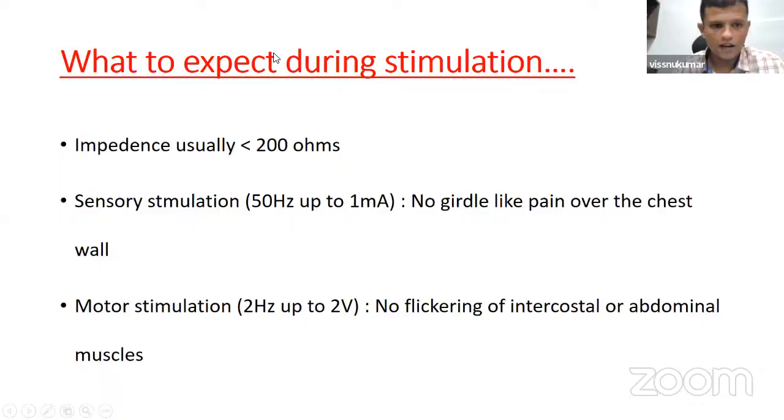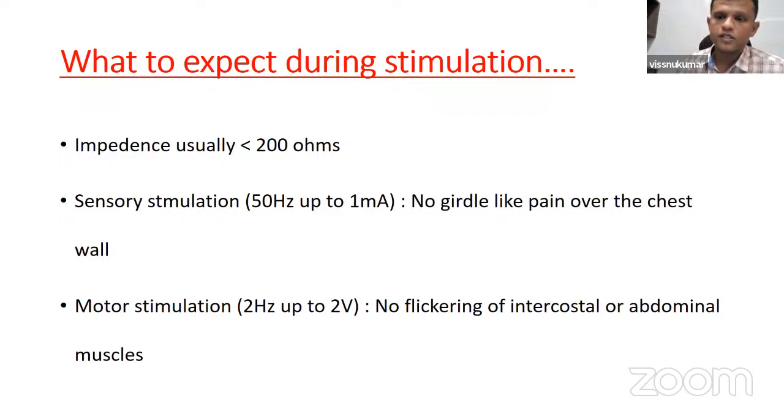And you do a sensory stimulation. So sensory stimulation and motor stimulation, why do you do them? Because before doing any ablation here, your main target is destroying the sympathetic innervation. At any cost, you should not destroy the somatic nerve fibers. Do you understand? Whenever you do a motor stimulation, you should not see flickering of intercostal muscles or abdominal muscles. And whenever you do a sensory stimulation, the patient will say, sir, I'm having similar pain to that I perceived before. And there should be no pain over the chest, indicating that you are not stimulating the intercostal muscles.